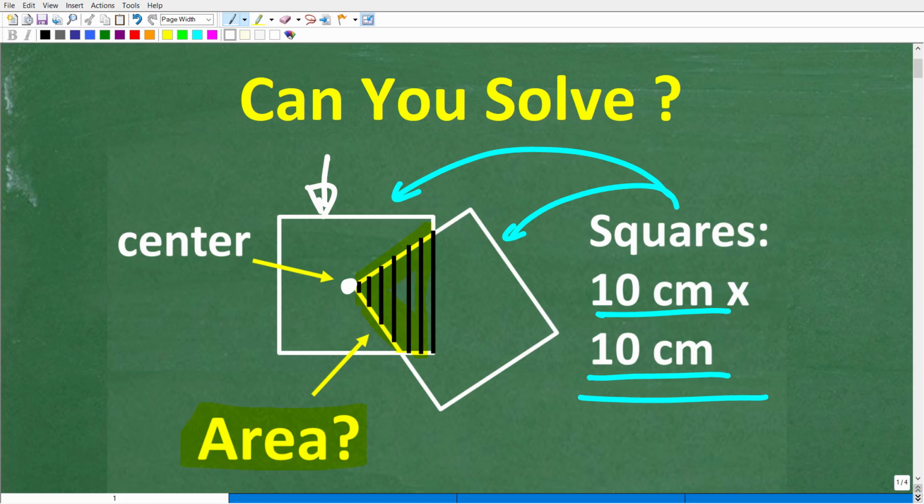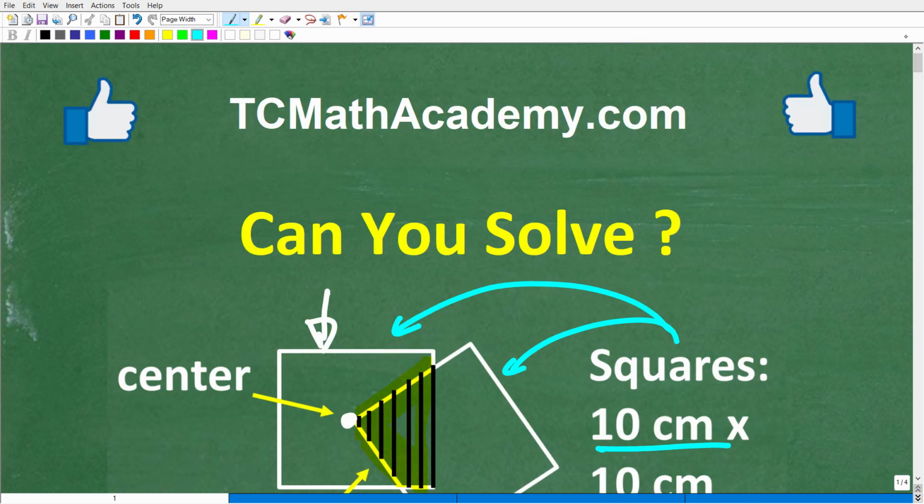Okay, now feel free to use a calculator, but if you have an answer, go ahead and put that into the comment section. Then, of course, I'm going to walk through step by step on how to solve this very interesting geometry problem.